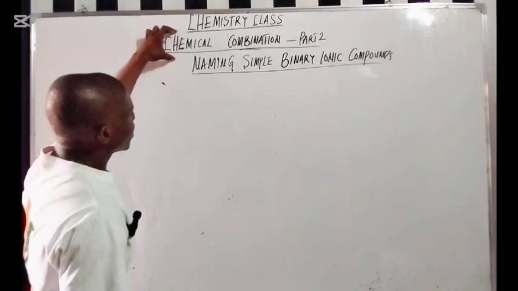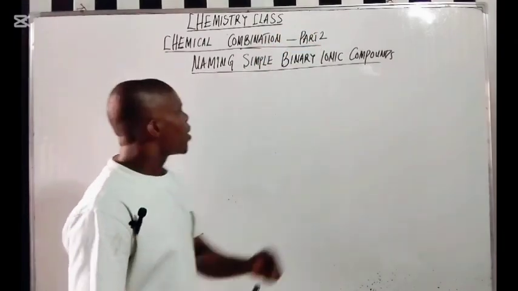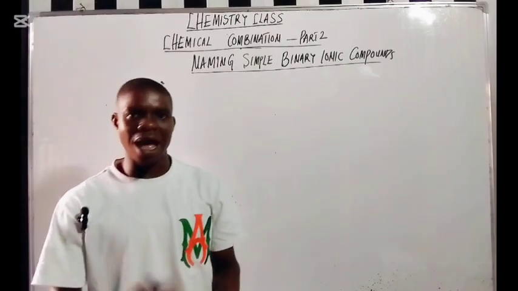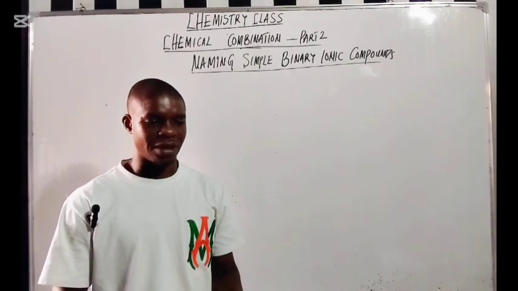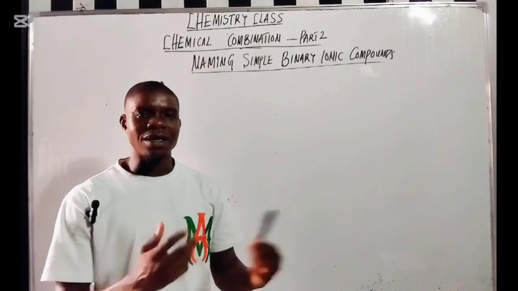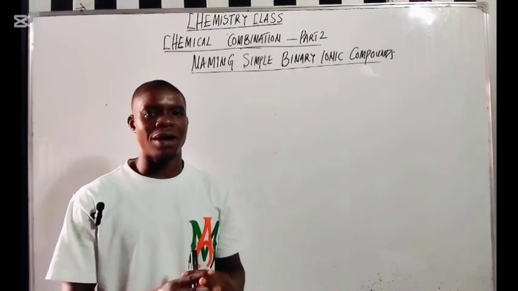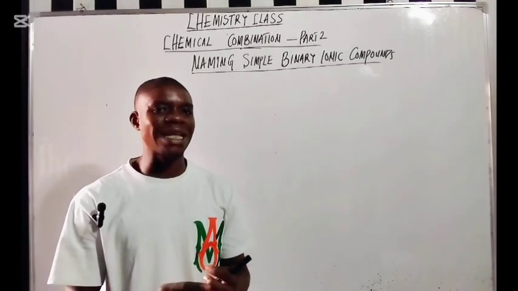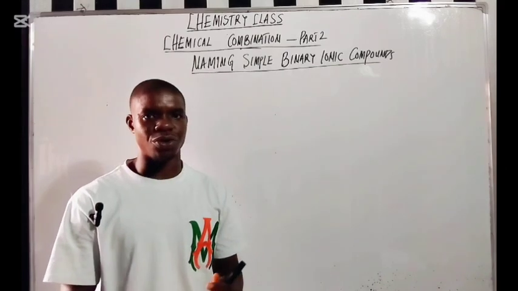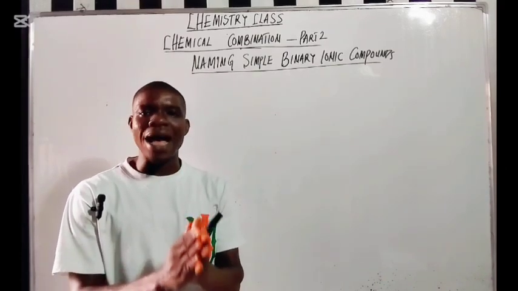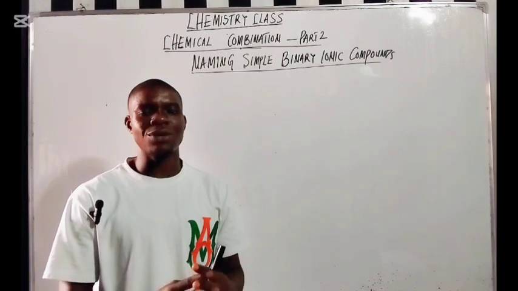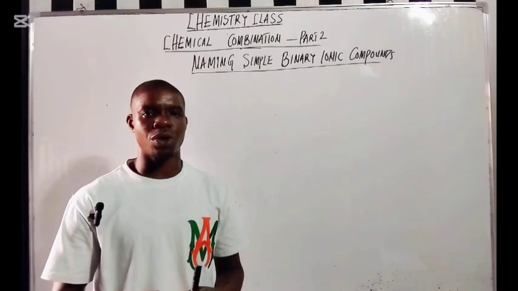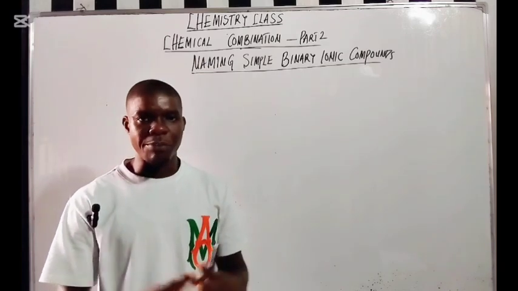So we are talking about chemical combination part 2. Under this, we want to talk about naming simple binary ionic compounds. How do you name simple binary ionic compounds? If you're a chemistry student, understand that writing and naming ionic compounds or chemical formulas of compounds is very, very important. Before you can start solving any calculation at all, you must first understand how to write chemical formulas. Not only that, you must also learn how to name chemical compounds too. So in this video, I want to teach you how to name simple binary ionic compounds.